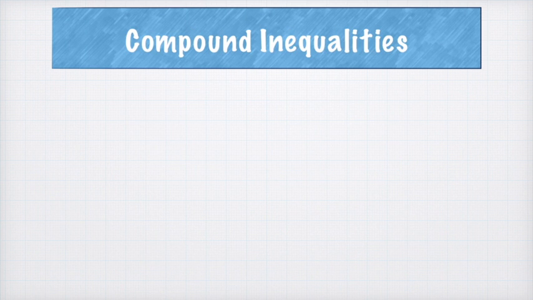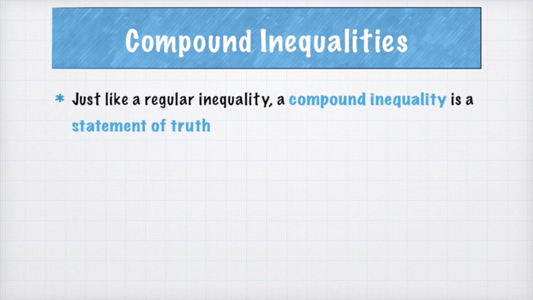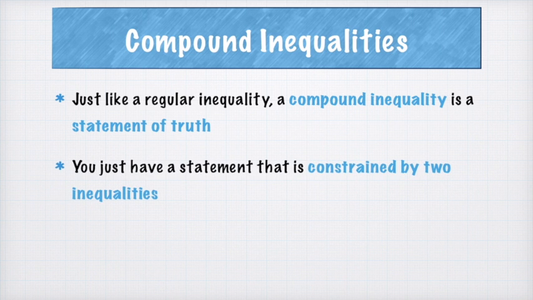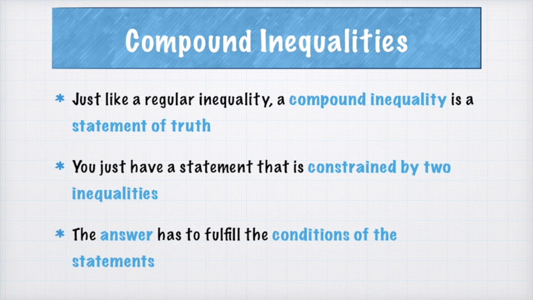So let's talk about what a compound inequality is. This is basically just like a regular inequality. It's a statement of truth. The thing is that we're going to have two different inequalities, so our answer is going to be constrained, bounded, or restricted by two different inequalities. That's why it's compound, because we have to take one and add another one to it. It's like extra work, but it's not really that bad. And the answer has to fulfill the conditions of the two statements. So it has to be true for both things. You can't have it be true for one or the other, at least unless it specifically says that.